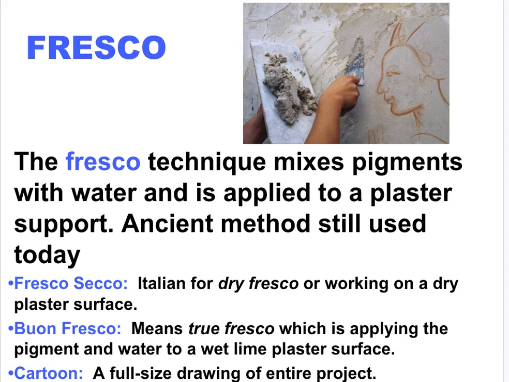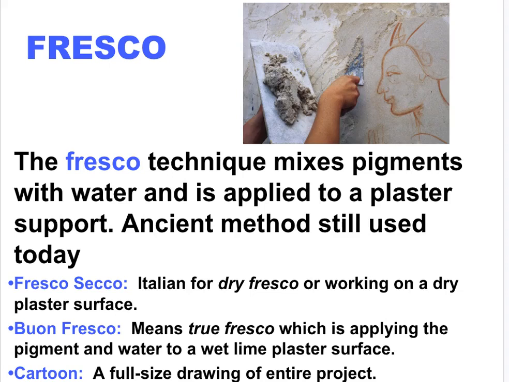Take a look down at the bottom in blue. It says fresco secco is Italian for dry fresco, or working on a dry plaster surface. So in this technique, it's not what I just said where you work in a wet plaster. You would apply the plaster and then go back and paint on top of that. So it's still painting on plaster, but it's not going to soak into the plaster quite as much as buon fresco, which means true fresco.